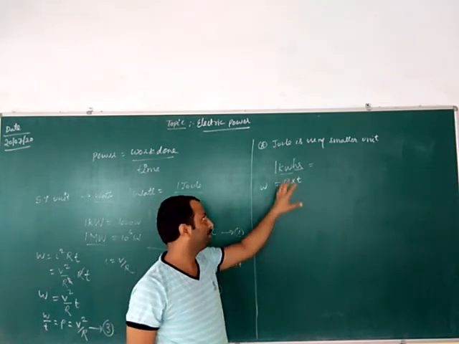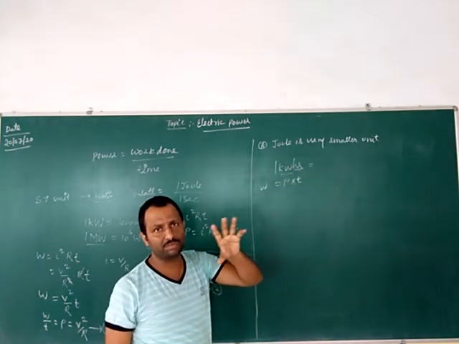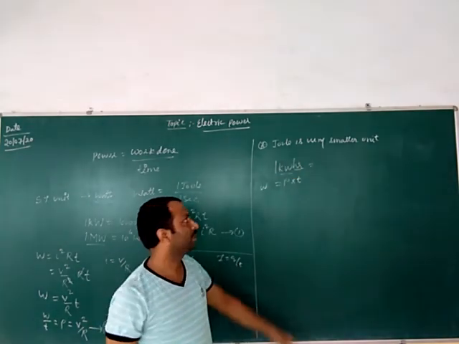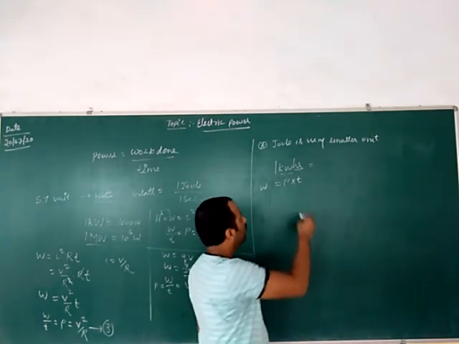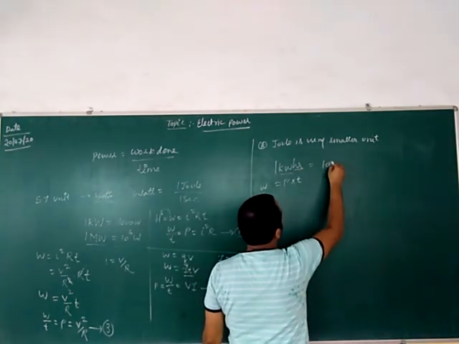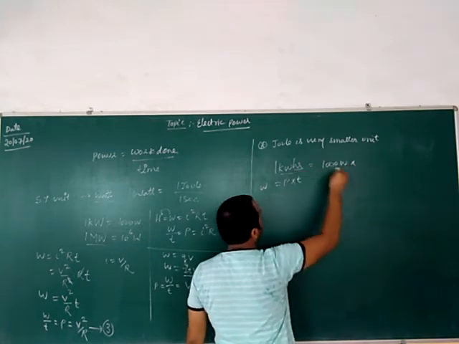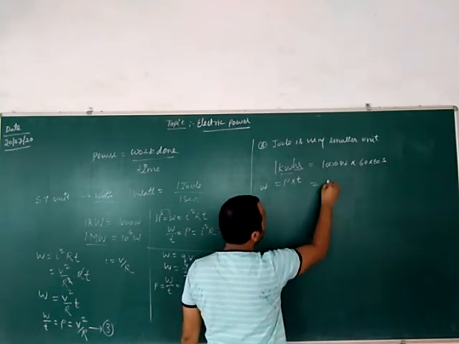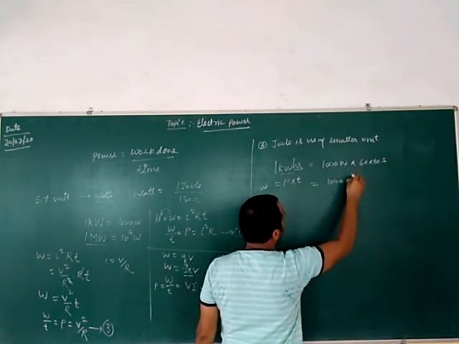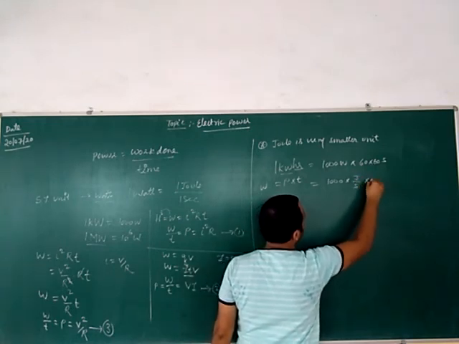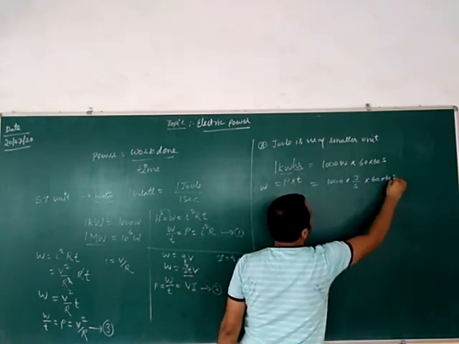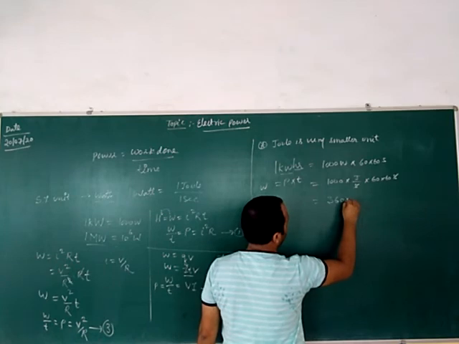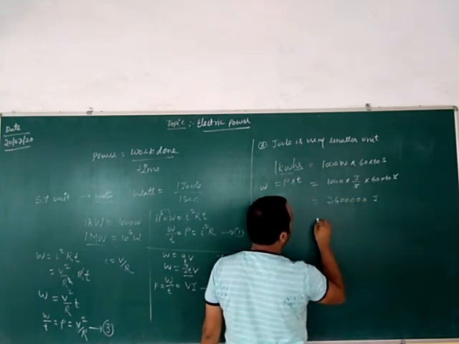If an electrical appliance is of 1000 watt and it runs for 1 hour, how much energy will it consume? That is said to be kilowatt hour. So 1 kilowatt is 1000 watt into 1 hour, which is 60 into 60 seconds. Watt is defined as joule upon second, so the seconds get cancelled. So it is 3600000 joule.